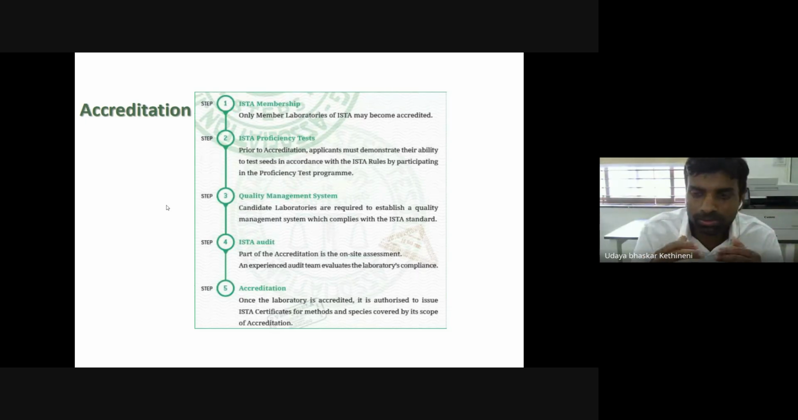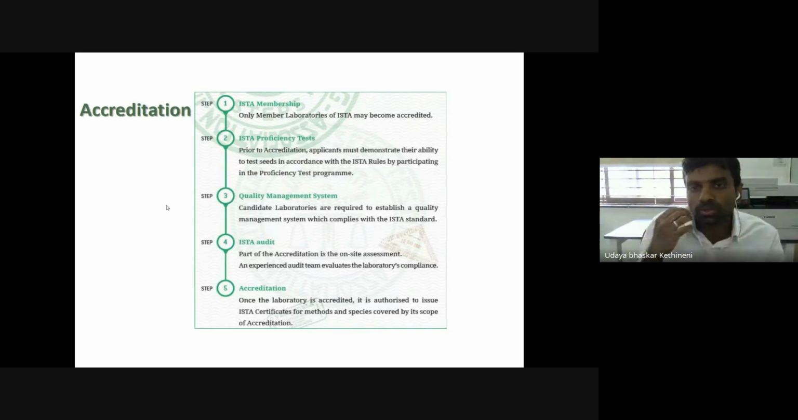ISTA rules are nothing but the methodology to carry out specific seed testing procedures. Seed testing is normally done on seed quality attributes, either physical purity, germination, moisture, or seed health aspects, or any other special tests like tetrazolium, embryo excision, or tests for GMOs. All these things, if you are doing them, the methodology comprises the ISTA rules.